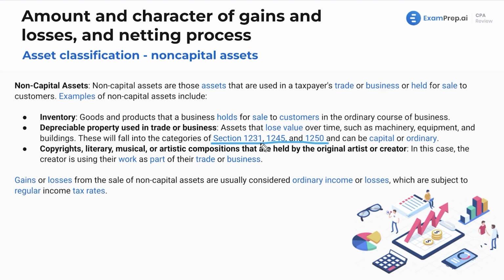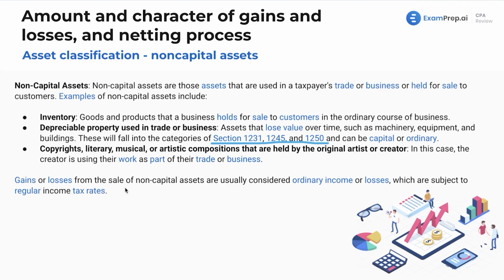But there will be a lot of memorization to be had if you want to get these right. And these categories can either be capital or ordinary. Copyrights, literary, musical, or artistic compositions that are held by the original artist or creator. In this case, the creator is using their work as a part of their trade or business. And just classification, memorization, nothing too mind-numbing. It just takes time to memorize these points.